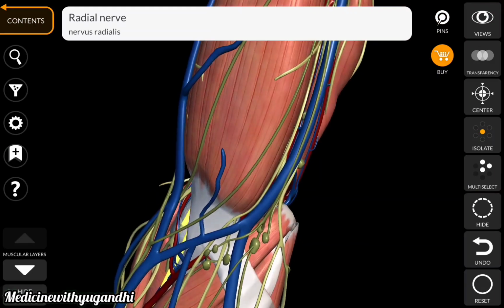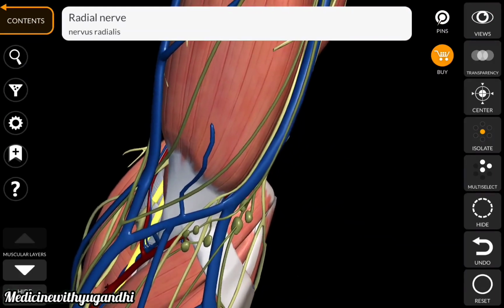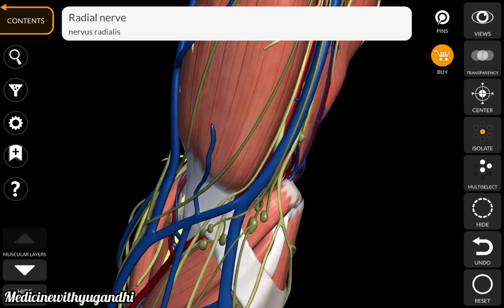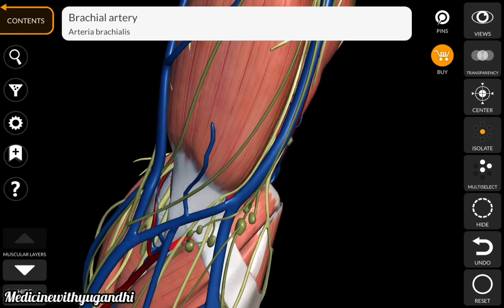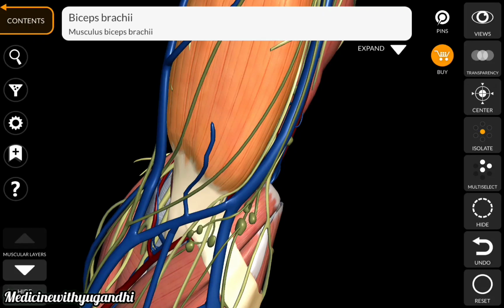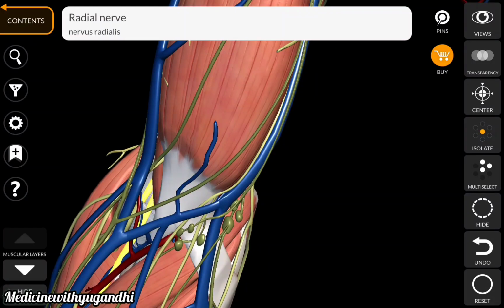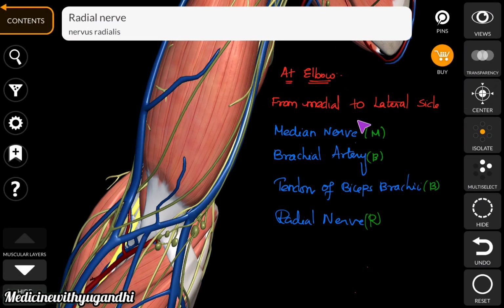So the structures from the medial side to lateral side are the median nerve, then the brachial artery, then the tendon of the biceps brachii, and then the radial nerve. So at the elbow, from medial side to the lateral side, the structures are the median nerve, the brachial artery, tendon of biceps brachii, and the radial nerve.